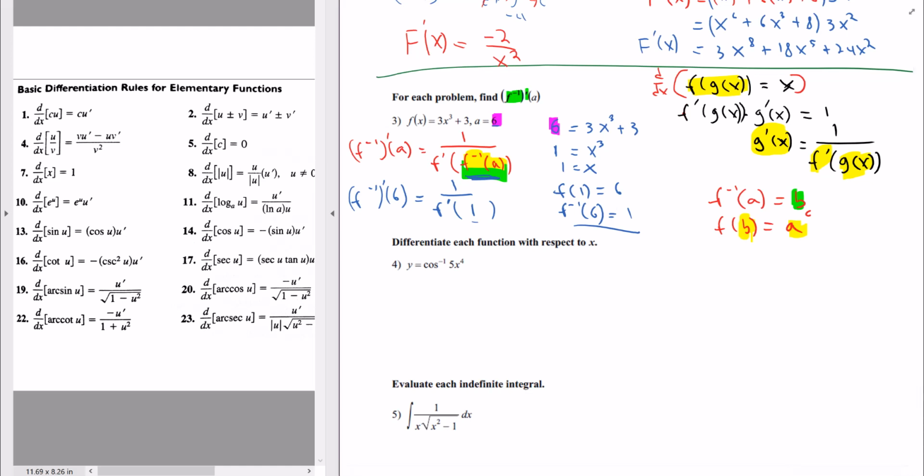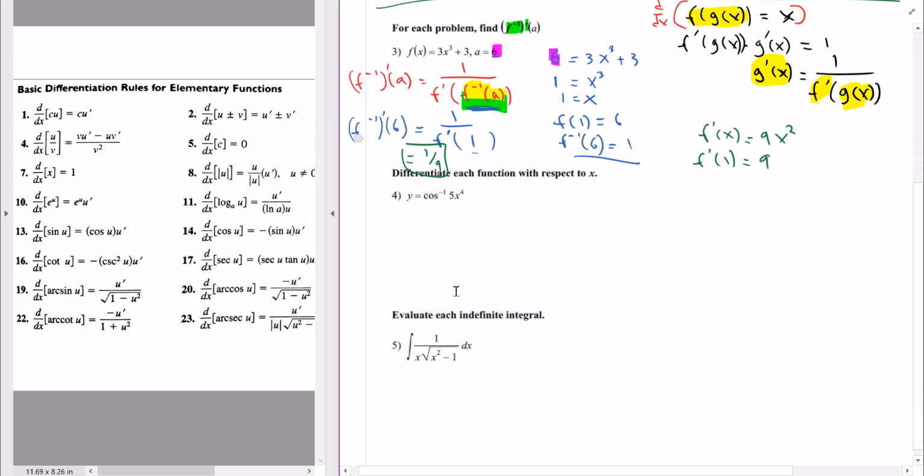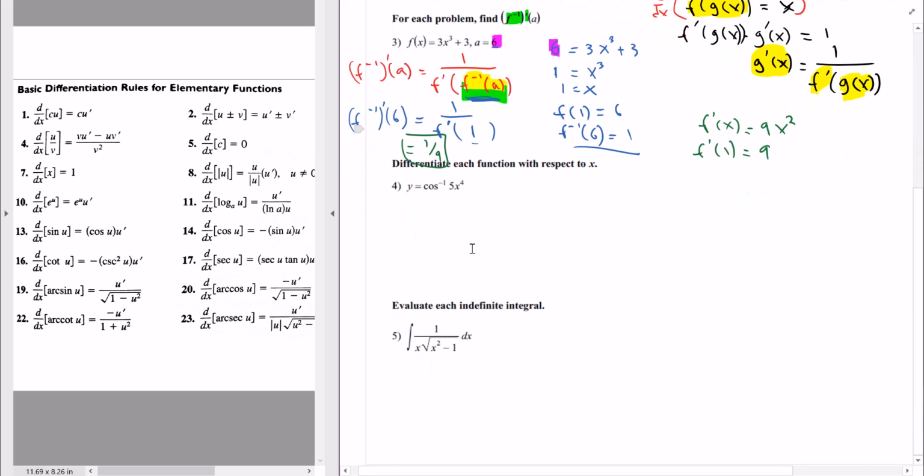So that involves taking the derivative and plugging in 1. So let's go and take the derivative. I'll do that down here. F prime of x equals 9x squared. F prime of 1 is going to equal 9. So our final answer here is going to be 1 over 9, like such. All right. Let's keep going.